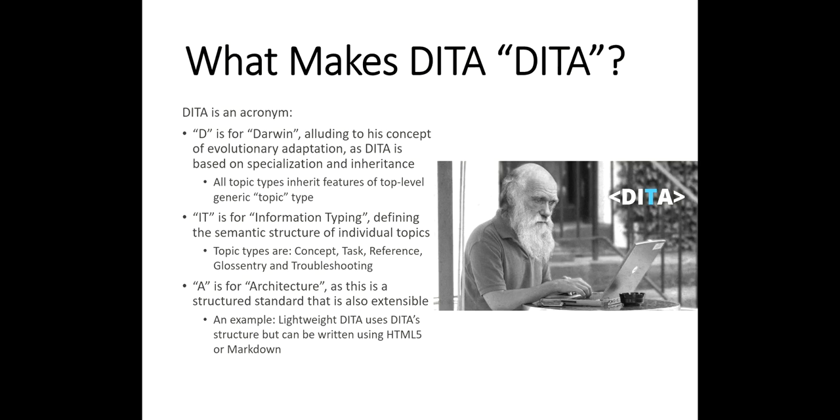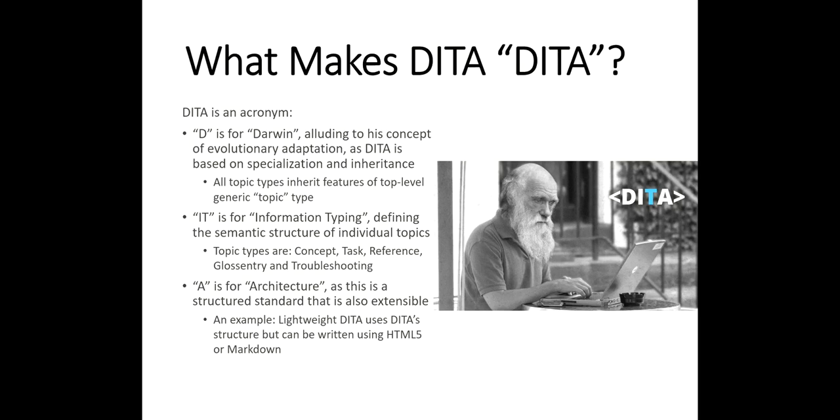The D is for Darwin, which alludes to his concept of evolutionary adaptation, as DITA is based on the ideas of specialization and inheritance. So all topic types inherit features of a top-level generic topic type, and then they're specialized for functions underneath that. And we'll talk about that in the next slide.